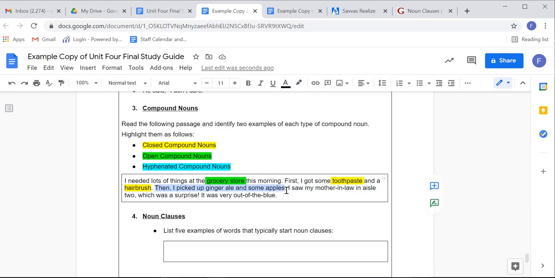Then I picked up ginger ale and some apples. I have one compound noun in here, and it's ginger ale. This is another open compound noun because there's a space between the two words, so I'll make it green.